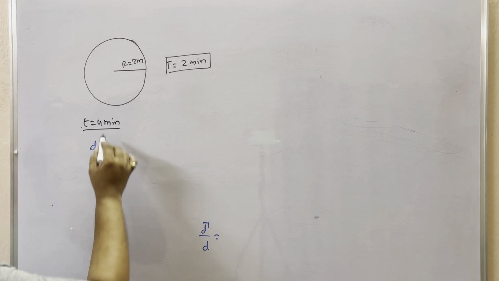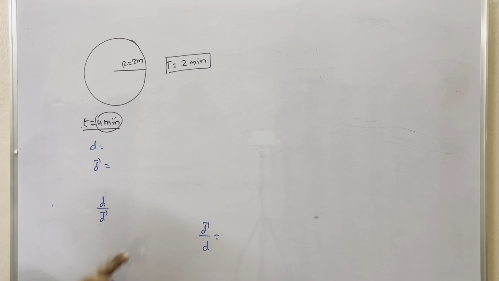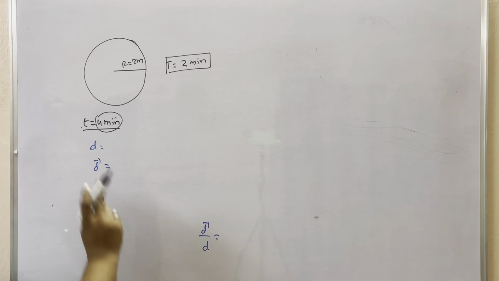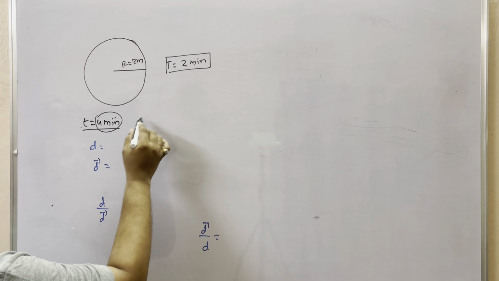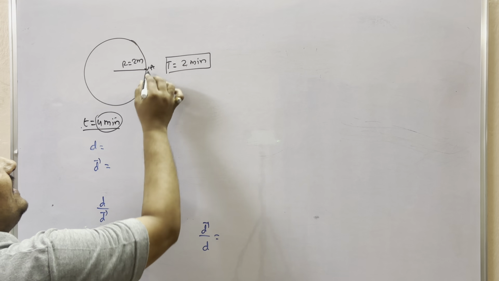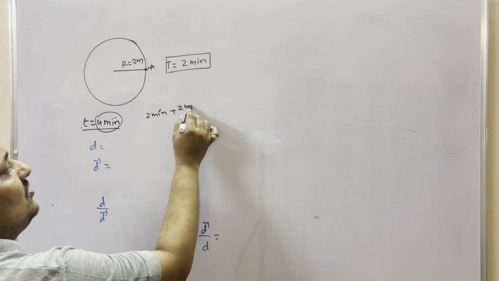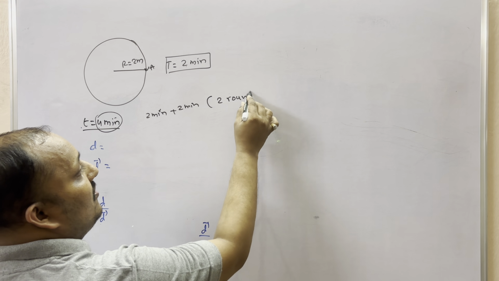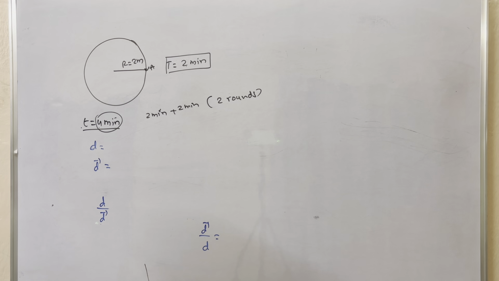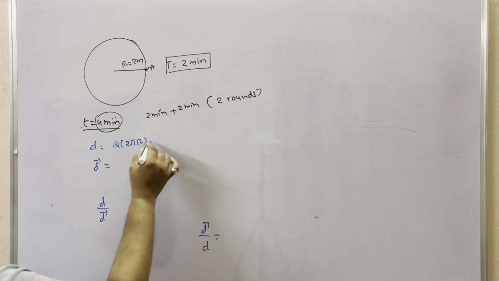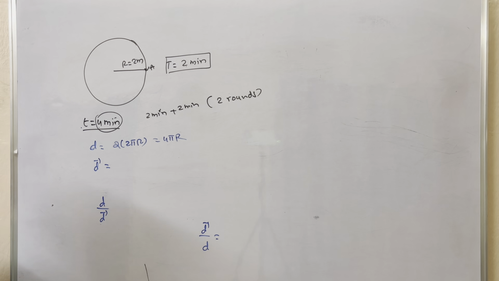Time taken to complete one circular path is 2 minutes, so in 4 minutes, how many 2 minutes are there? 2. Therefore, you have to count how many rounds it is going to make. Otherwise, you have to do like this. After 2 minutes, if it is starting at A, again it is coming to A. After another 2 minutes, again it is at A. Now, it is making how many rounds? 2 rounds. For one round, what is the distance? 2 pi r. Therefore, for 2 rounds, distance is 2 times 2 pi r, that is 4 pi r.